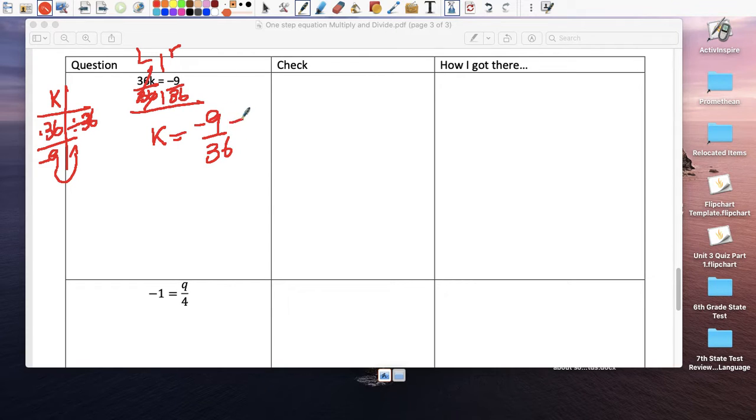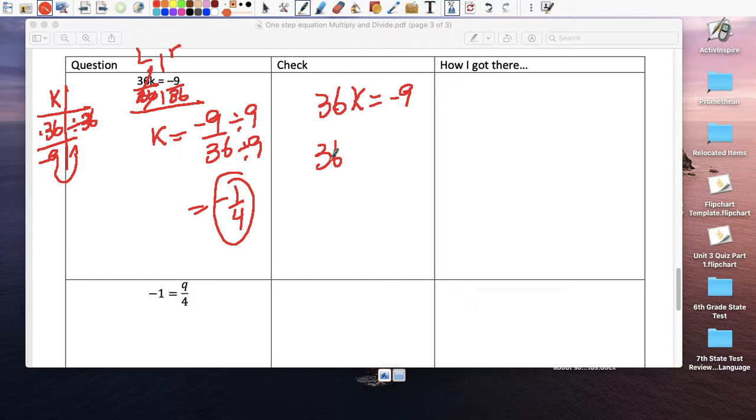If you put that in your calculator, we can divide this by 9 and divide this by 9, and we get -1/4. So a little bit easier to work with that. That's my answer. Let me do a check. 36k equals -9. 36 times, and I'm going to replace this with -1/4 equals -9. So here we have 36 times -1/4, and then it's a positive times a negative, which is a negative. 36 times 1 is 36, divided by 4 is 9, so we are good.